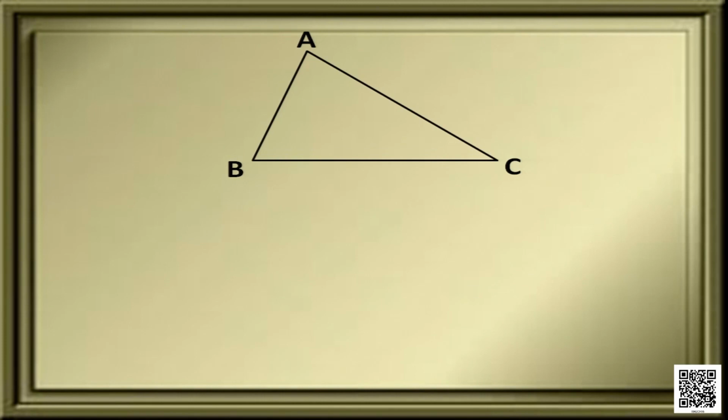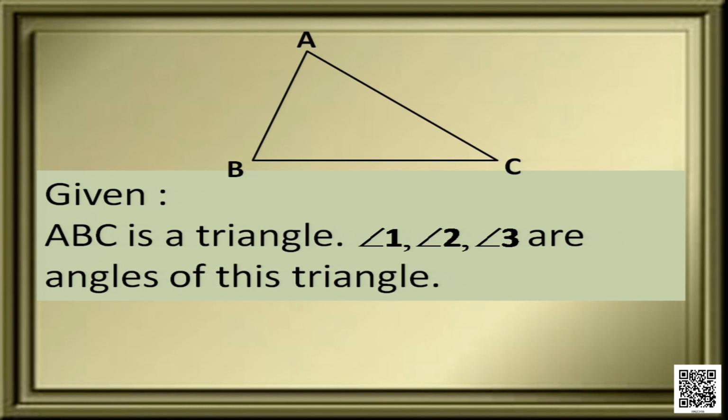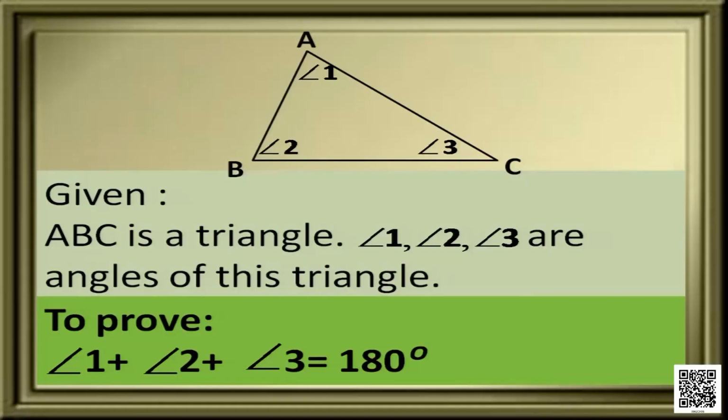ABC is our triangle. The given part is that 1, 2 and 3 are the angles. Then what to prove? According to this statement, we have to prove that angle 1 plus angle 2 plus angle 3 is equal to 180 degrees. To prove this, we need to take the help of parallel lines. So we have to draw something. What to draw? Let's see.